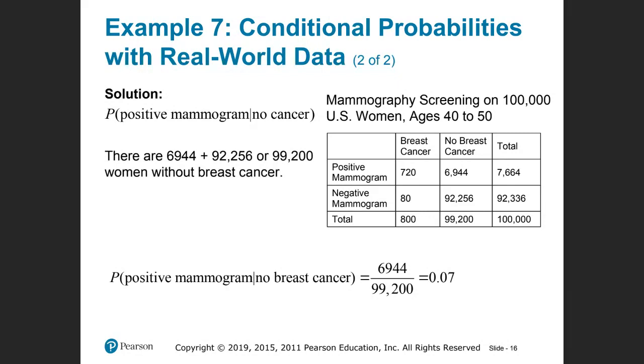So we want the probability of positive mammogram with no cancer. There are 6,944 plus 92,256, or a total of 99,200 women without breast cancer according to the table. So the probability of positive mammogram, no breast cancer, would be 6,944 over the total 99,200, which is approximately 0.07.